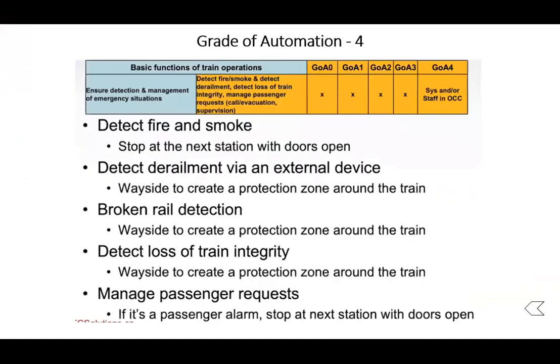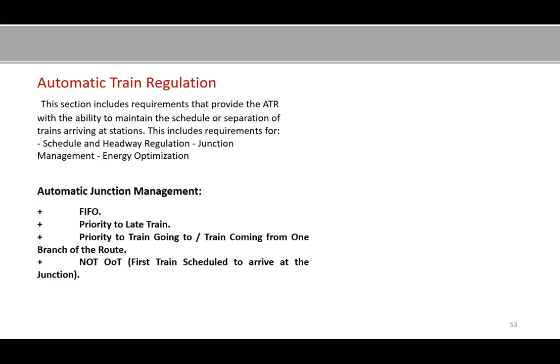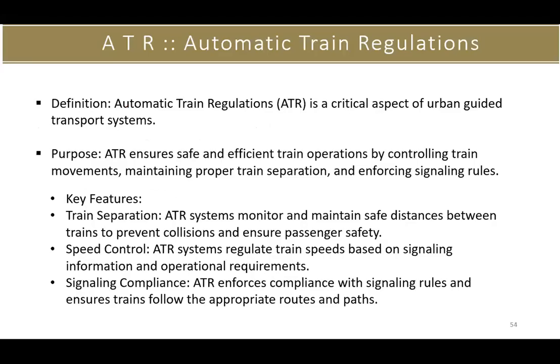Now I have shown you direct fire and smoke, broken wire detection, derailment, loss of train integrity, manage passenger requests. All these are coming. And now automatic train regulation is there. May I request Mr. Darshan to take over for a while? Yes, sir. Thank you, sir.